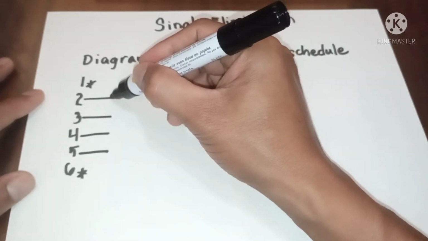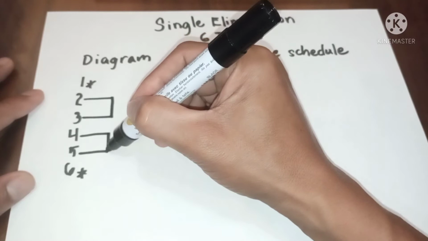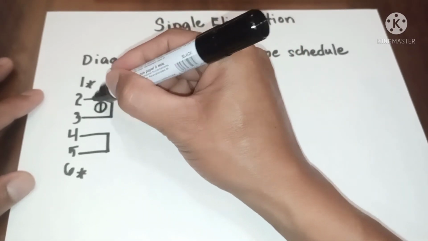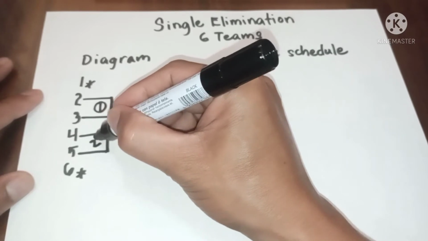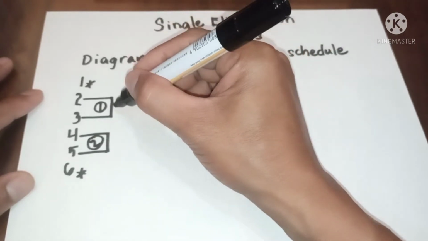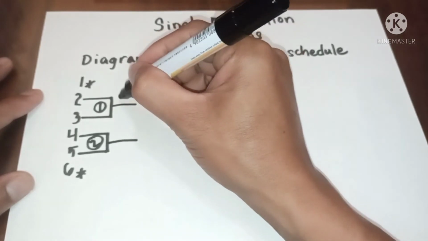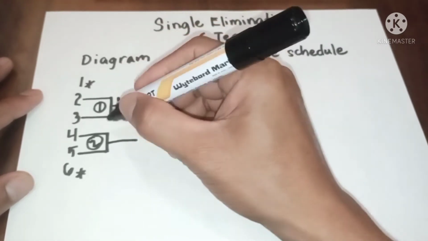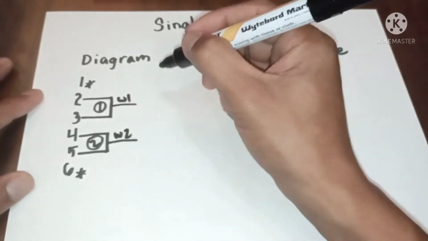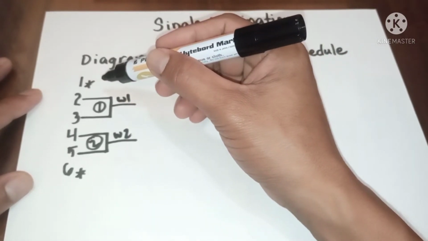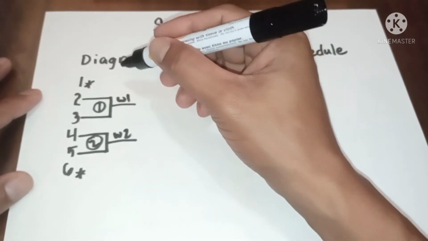From the top, the number of game 1 and game 2, then the result, winner 1, winner 2. Then now the byes can play in the second round.